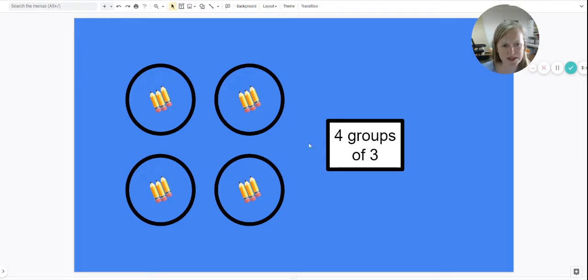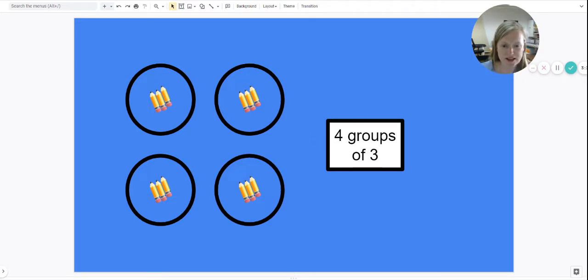So is this group equal or unequal? Or are these groups, sorry, not this group, are these groups equal or unequal? You are correct, they are equal. We've checked, haven't we? We've gone and checked that each group has exactly the same amount of pencils as each other. Each group is the same.